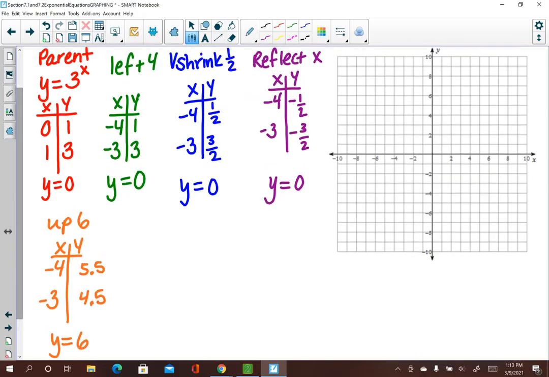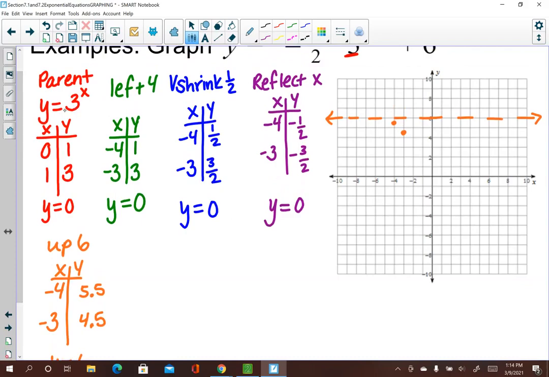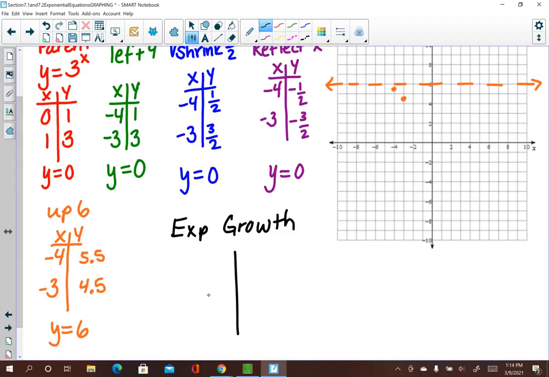The first thing I graph on my coordinate plane is actually that asymptote. y equals 6 is a horizontal line. Asymptotes show themselves on the graph as dotted lines. I plot my 2 points, (-4, 5.5) and (-3, 4.5). There are my 2 points. Now the shape we have to think about a little bit. Because my parent is y equals 3 to the x, 3 is greater than 1, this is an example of exponential growth. So if we think about it really basically, the parent of this function is going to look something like this.